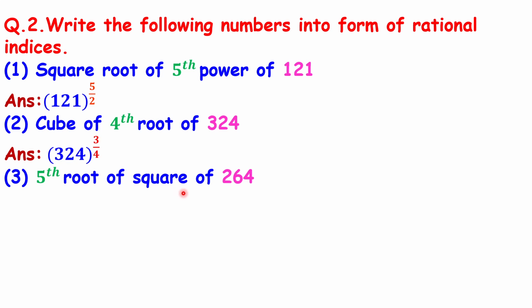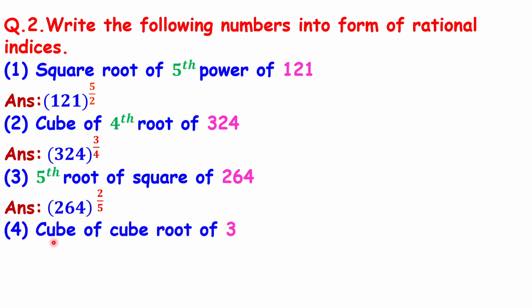Now example 3. Fifth root of square of 264. First write base, that is base is 264. Which is the power? Square is the power. Square means 2 is the power. And which is the root? Fifth root means 5 is the root. Therefore answer is 264 raised to 2 upon 5. Here 2 is a power and 5 is the root.